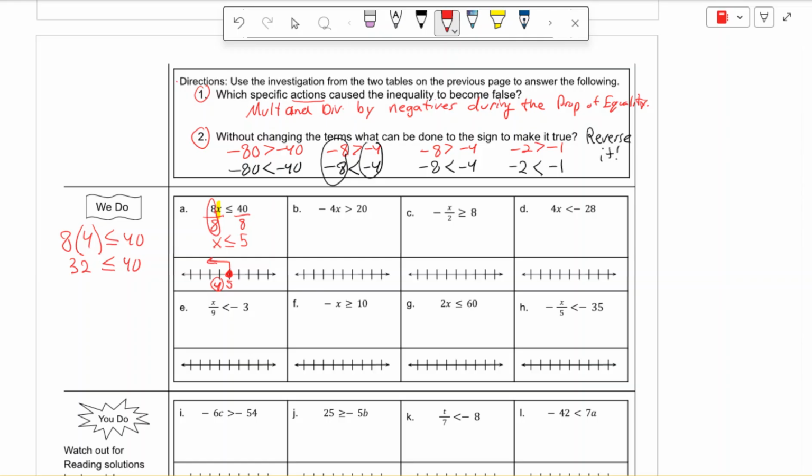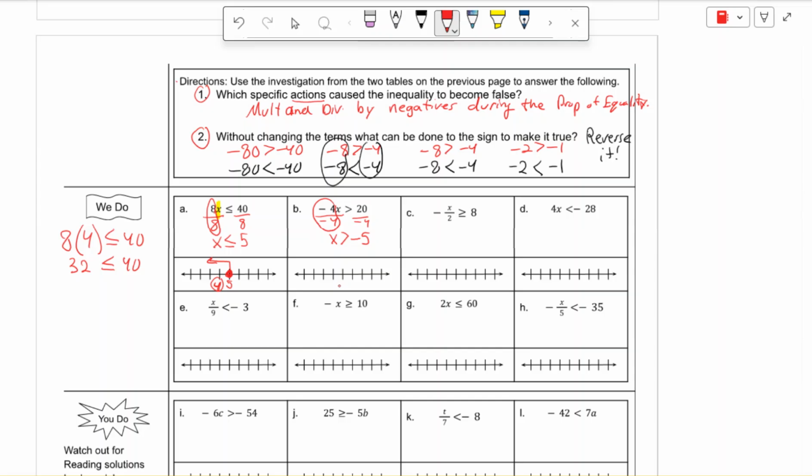Okay, let's try another one. This is negative 4 times x, so we're going to divide by negative 4 on both sides. This does give us our 1 right here, and x has been set free. 20 divided by negative 4 is actually a negative 5. Okay, the sign comes down, but does it? All right, we'll talk about that in just a bit.